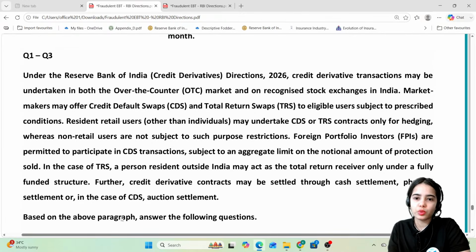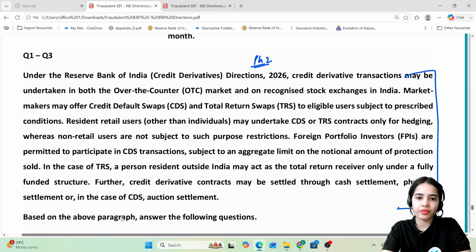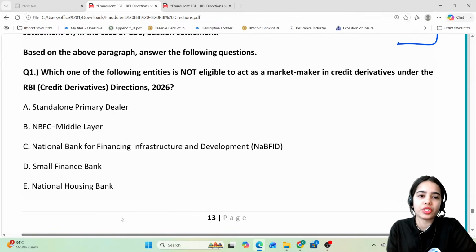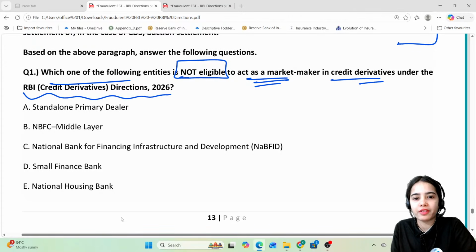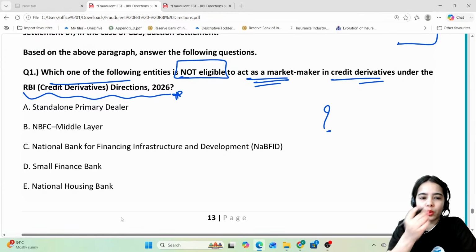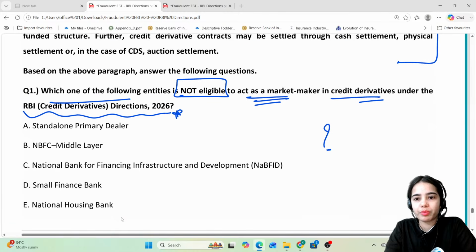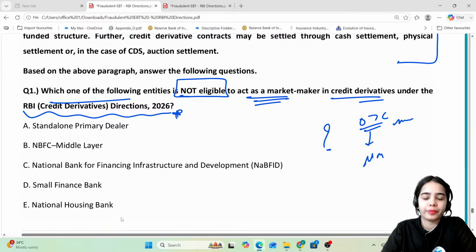Now in phase 2 of the RBI Grade B 2026 examination, such a question can come, where a paragraph is given about the credit derivatives directions 2026, and you have to answer the questions. Which one of the following entities is not eligible to act as a market maker in credit derivatives under the RBI credit derivative directions 2026? So which of these is not eligible to act as market maker? I hope you will be easily able to answer this question. Basically, in the OTC market, which of these are not eligible to be the market maker?